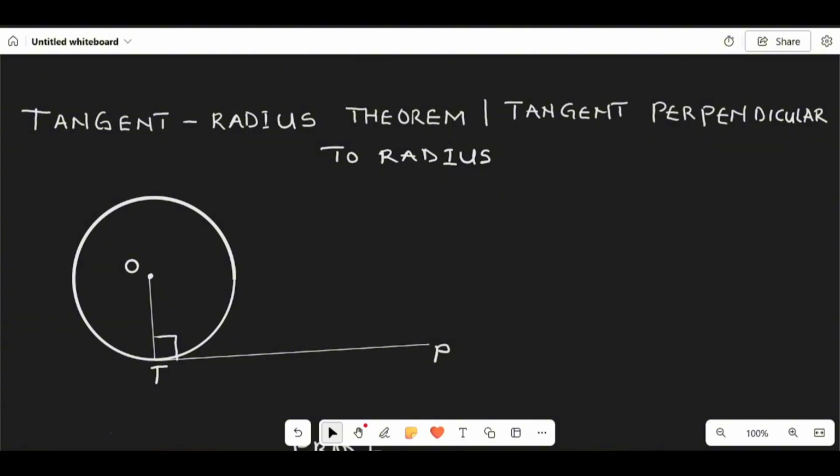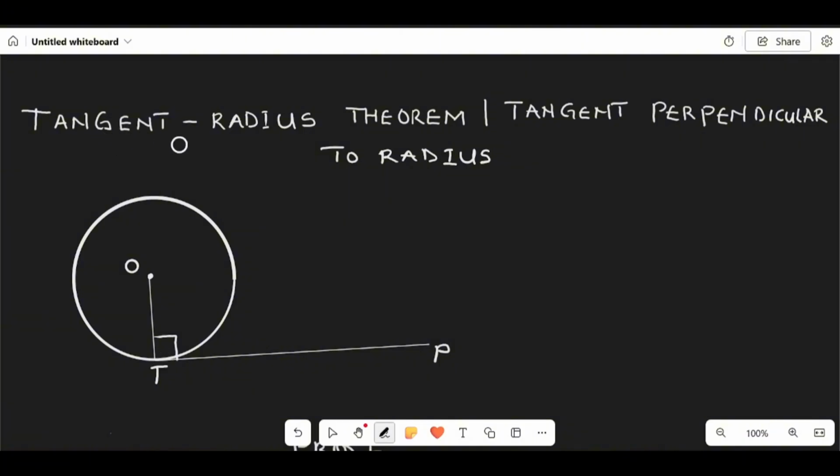A tangent is a straight line that touches the circle at exactly one point. It does not cut through. That point is called the point of contact. For example, in our diagram, this line PT is a tangent because it touches the circle only at a single point, and our line OT is the radius of the circle.